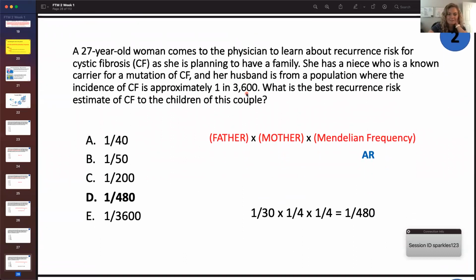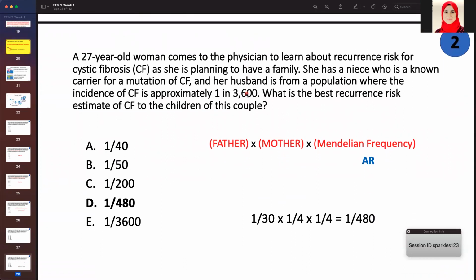That's a better way of explaining it than when I did. When I took the square root, I get 1/60, then I multiply it by 2, I get 1/30. And the Mendelian frequency for the child is 1/4. And I multiply them all and I get D. Okay, good, great. That's really good.